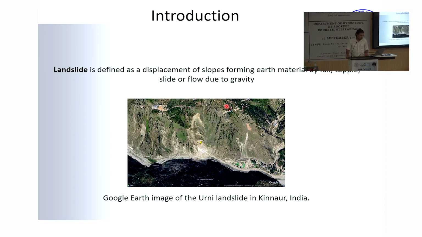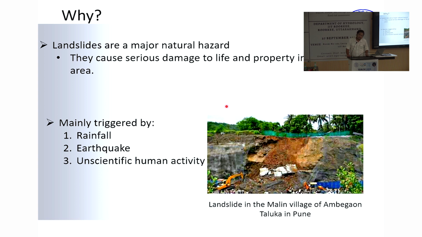Now, why do landslides happen? Or why study landslides? Because they cause a lot of damage to humans as well as properties, and they usually affect hilly terrains. Main triggers of landslides are rainfall, earthquake, and unscientific human activity. The last is what we are going to talk about today.